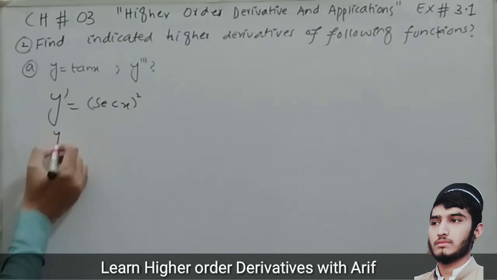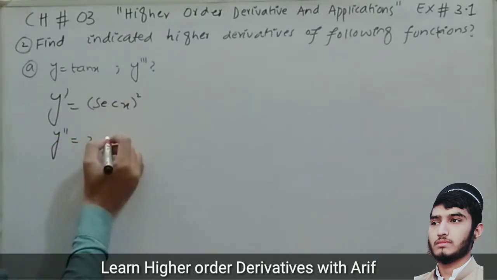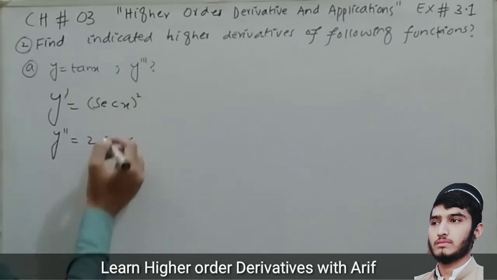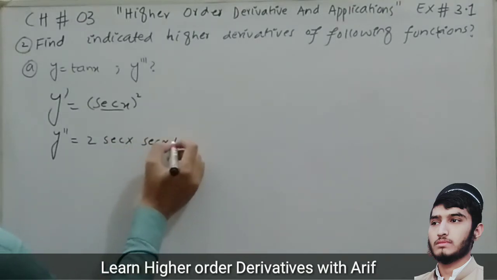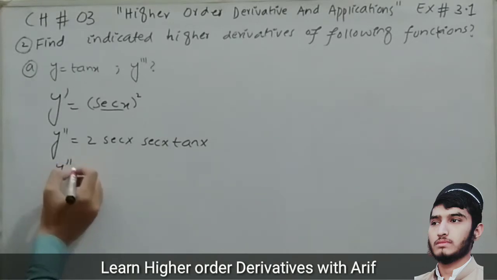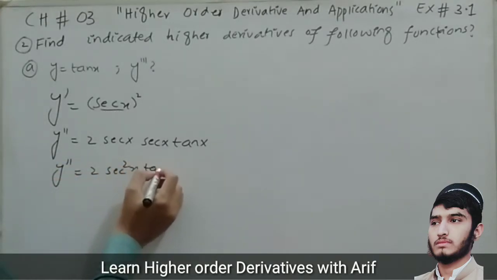Now for again differentiation, y double prime will be, the power 2 will come to the front and we will subtract 1 in the power. So it becomes just secant x because 2 minus 1 gives us 1. Also take the derivative of this inner function. So its derivative is secant x and tangent x. So y double prime will be equal to 2 times of secant square x and tangent x.